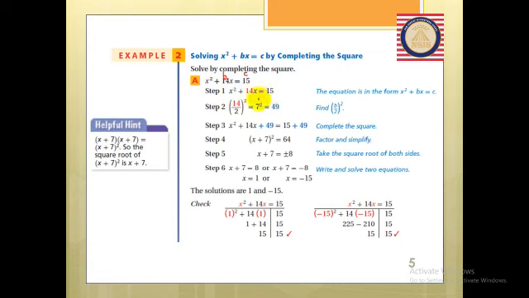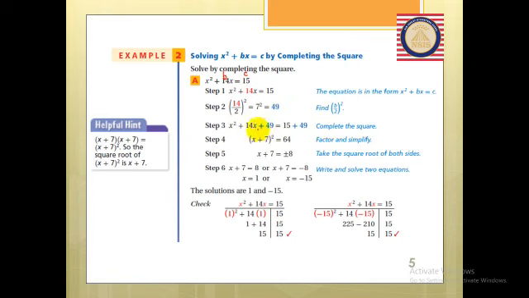I didn't change anything. Then, I'm going to take the b, which is 14, and I half it, then square it. Half, then square. So, 14 divide 2, I half it. It became 7. Power 2, it became 49. Very good. What after? I'm going to add this part to both sides.